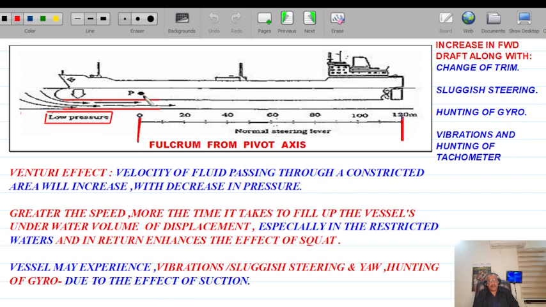Of course, the pivot axis is here, but the bow head is heading more towards the seabed. In case the block coefficient is more than 0.7, squatting by head, your pivot axis, which has less leverage of fulcrum from the bow, will make your steering quite difficult. And that's what I said: gyro hunting, vibrations, etc.